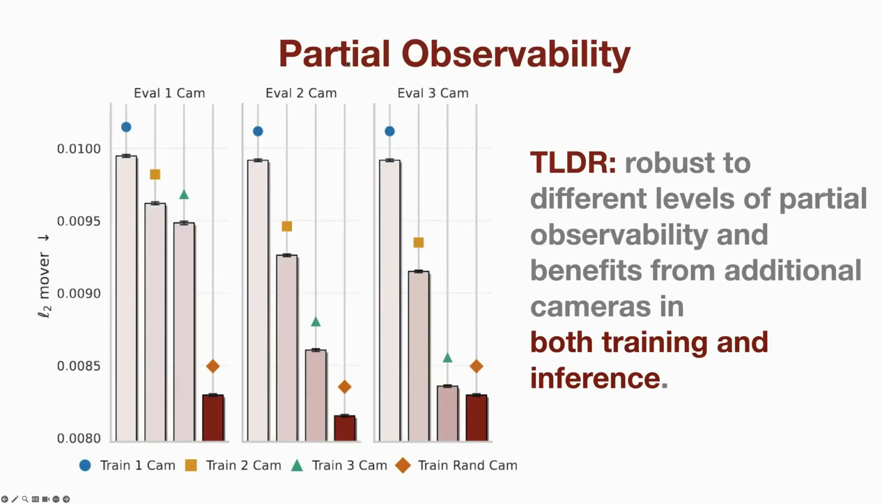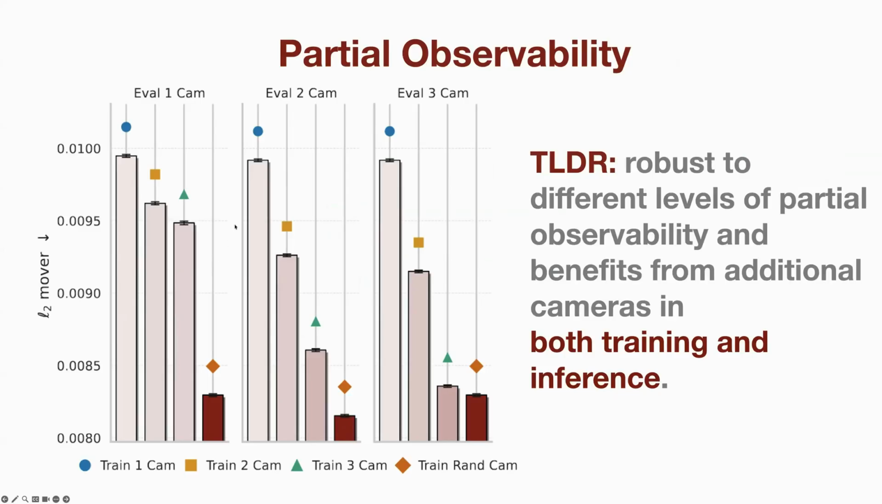And because this is a 3D model, it's also interesting to investigate how it deals with partial observability. To study this, we trained four models. One model trained with only one camera, one model trained with a fixed two cameras per scene, another model trained with three cameras, and another model trained with a randomized number of cameras.